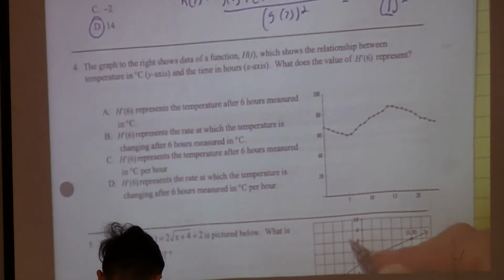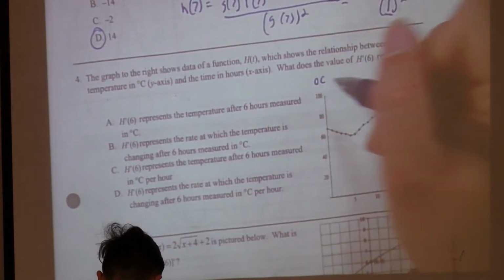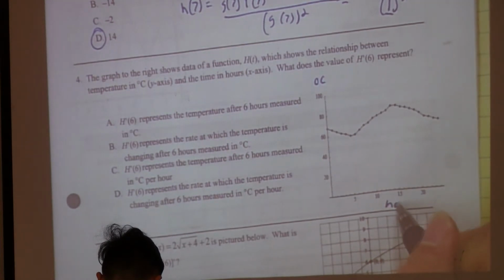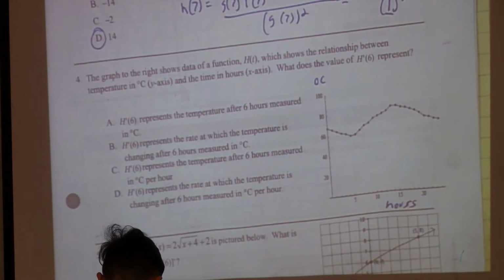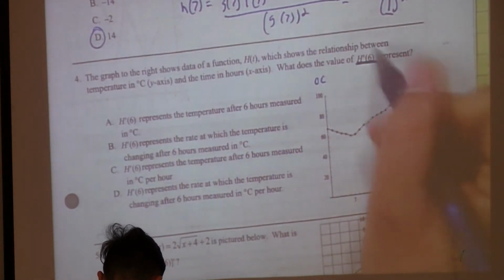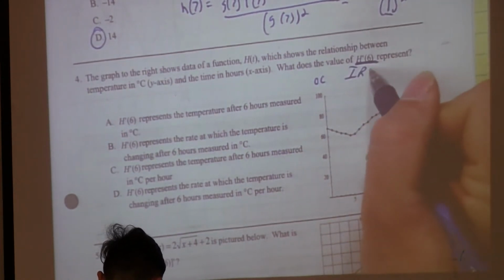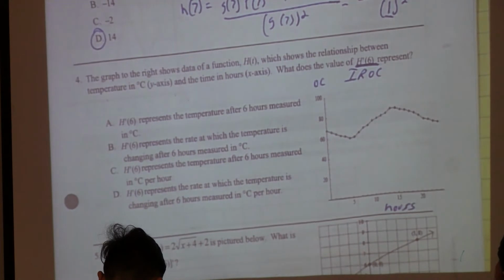Okay, so temperature will be on the y-axis in degrees Celsius, and time will be on the x-axis in what? Hours. Hours, okay? What does the value of h prime of 6 represent? So this is a what? As soon as you see that derivative, it's an instantaneous rate of change, right? So what will be its units? It's like a slope, right? Degrees per hour. Very good.